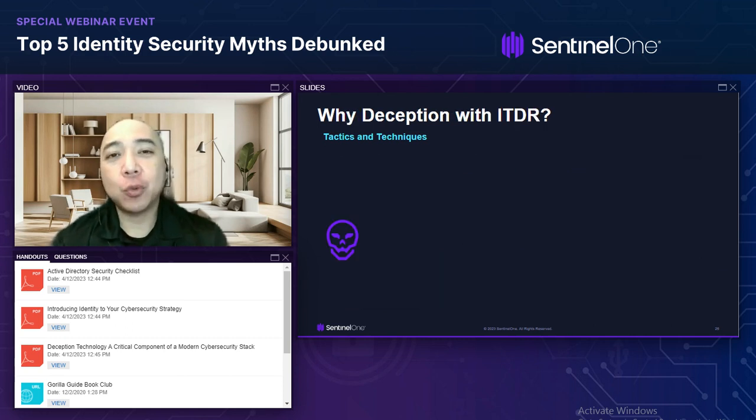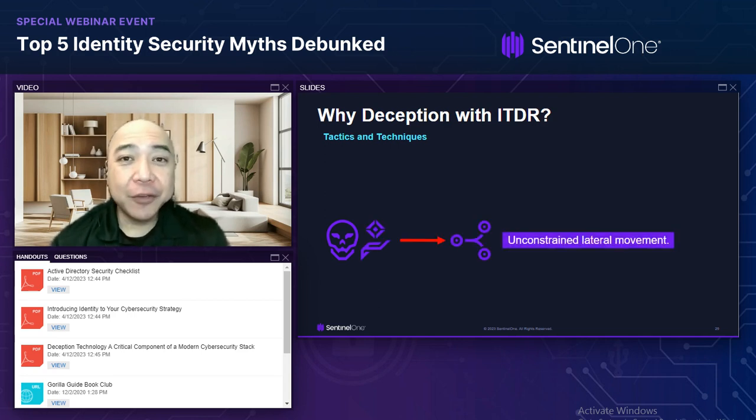So why deception with ITDR and identity security in general? All right, I'm an attacker. I steal a credential. This gives me unconstrained lateral movement. It doesn't matter what type of credential I get, I can eventually elevate privileges. As long as I've got one credential, that gives me access to the network.